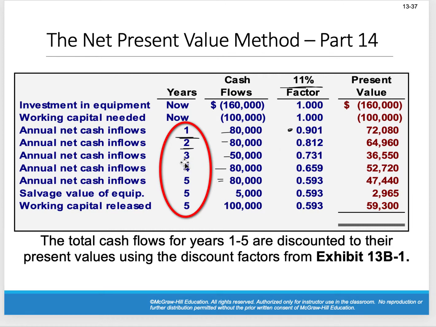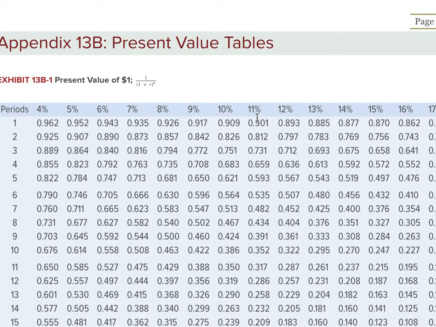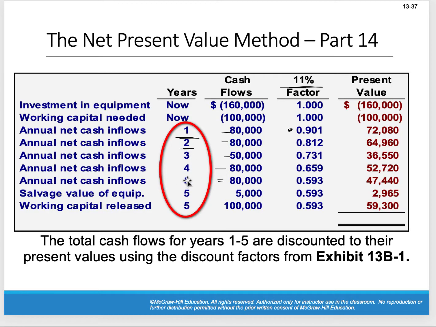Look at year 3. Year 3 says, hey, $50,000. Well, okay. In year 3, I'm going to get $50,000. How much is that worth today? When does it happen? Happens in year 3. Okay. So I go to my 11, I look at year 3, and I get 0.731. Okay. I do the same thing for each year.